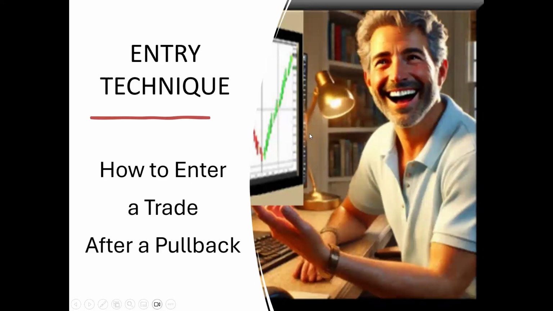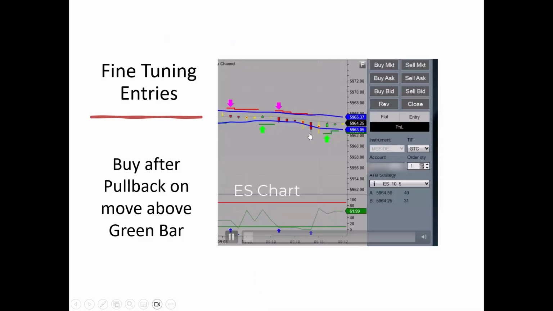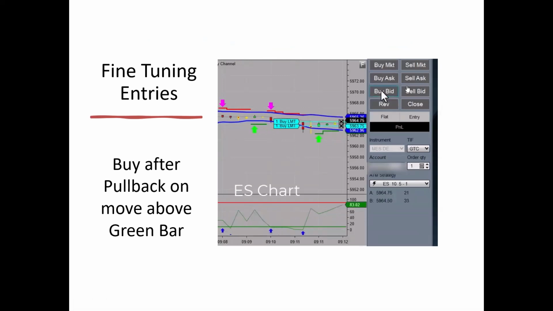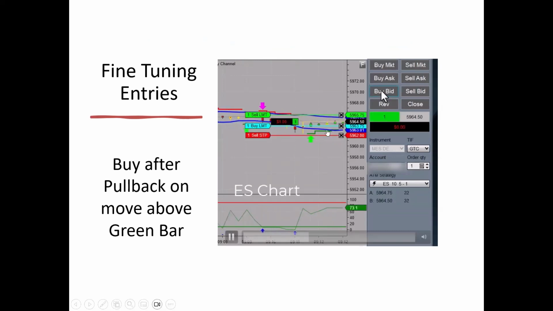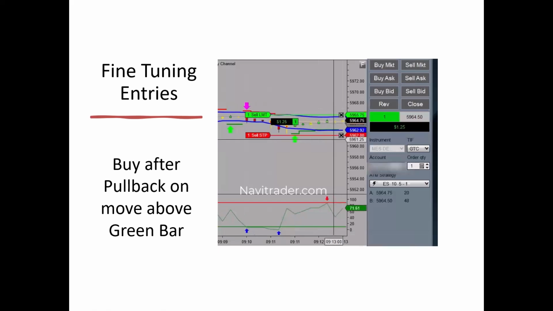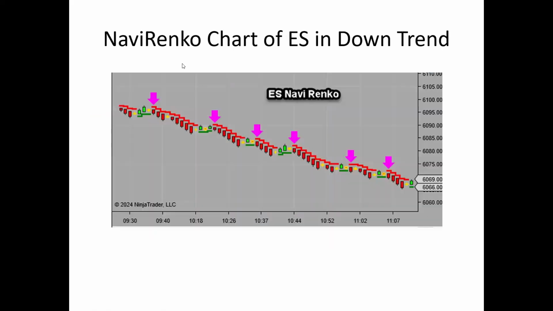All right, so we're going to talk a little bit about how to enter a trade after a pullback. In an uptrending market, you want to wait for a downside pullback. So here's an example of where the market pulled back. We waited for a green bar, and we put our target near that upper blue line, which is one of our indicators. It's the velocity channel. So target near the upper velocity channel.